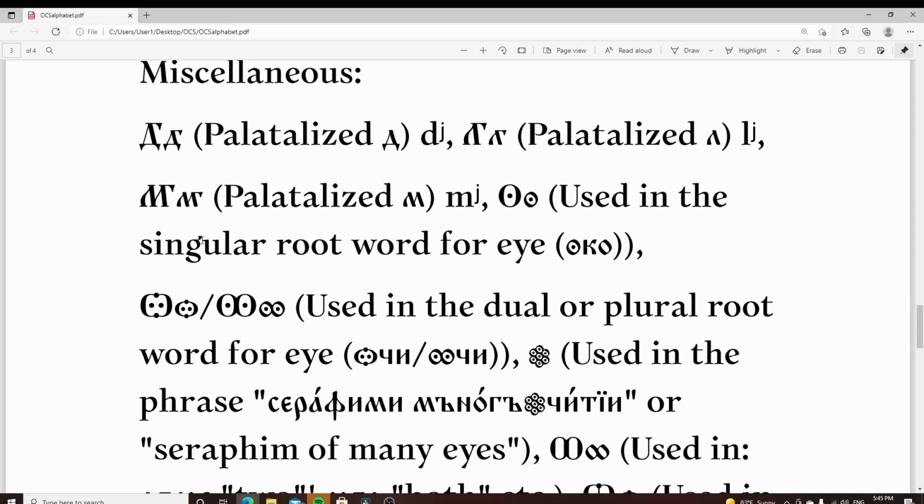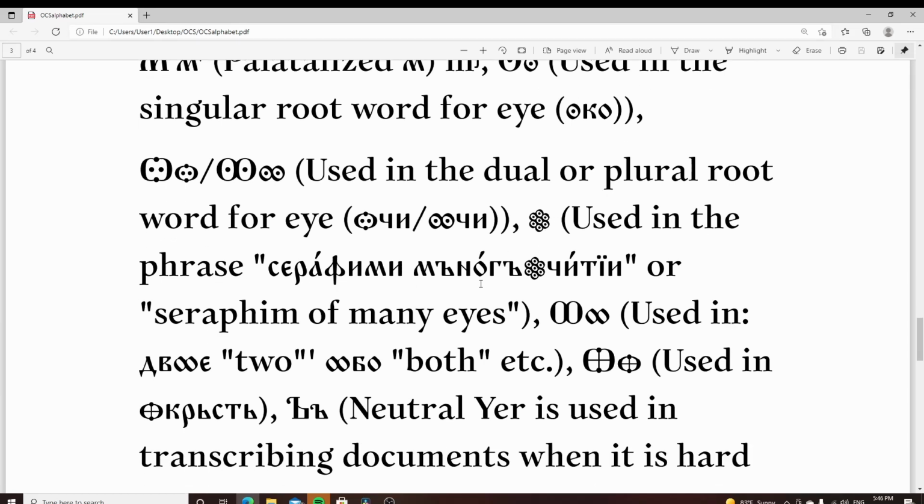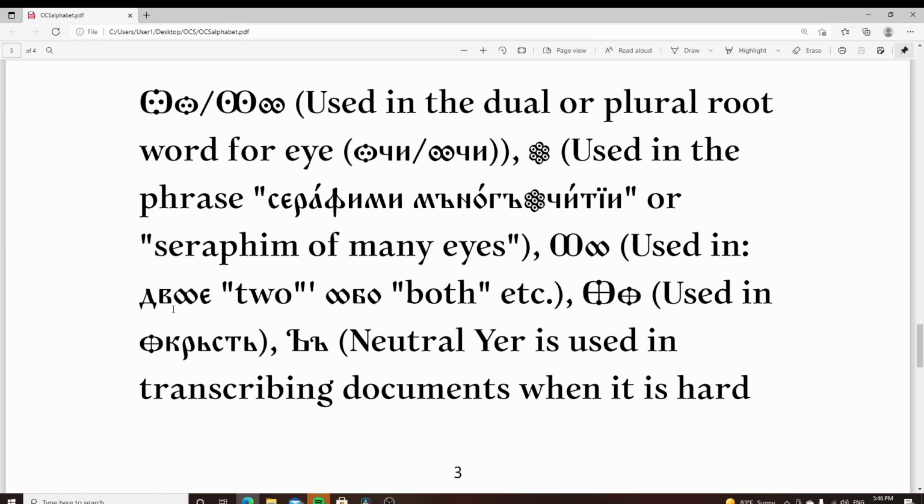This symbol is used in the singular root word for I, oko. These are special ligatures, essentially. This is used in a dual or plural root for the word I, ochi. This symbol right here is one of my favorites. It is used in the phrase Serafimi mnoga ochiti, or seraphim of many eyes. This is used in certain letters like dvoje or obo, which I'm going to be using throughout the series, so keep that in mind, but you don't have to. You can use the default letters if you would like.